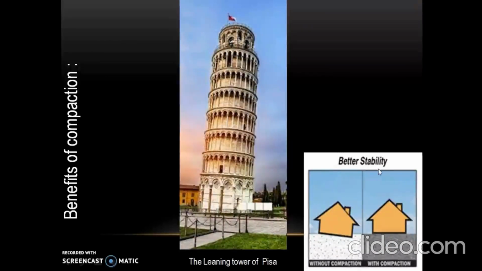Compaction also increases stability of the structure. What happens is that if the structure is constructed on a clay soil, there will be differential settlement. That is, one part of the structure will settle more compared to the other part. If we compact the soil, there won't be any differential settlement. The Leaning Tower of Pisa is an example for differential settlement. In order to have better stability of the structure, it is very important to compact the soil.